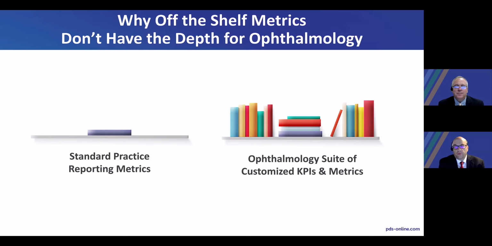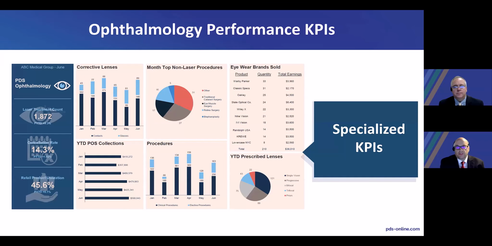One of the things we found as we work with a number of clients across the country is that what comes out of the billing system a lot of times is really just very generic and works for a number of different specialties that are out there. But when we start looking at specialized metrics, particularly with ophthalmology, we find that canned stuff just doesn't work anymore. There's a lot of customized KPIs that really need to come into play.